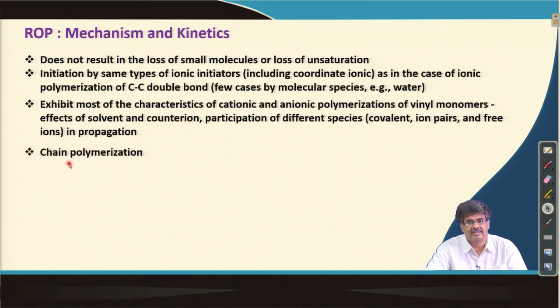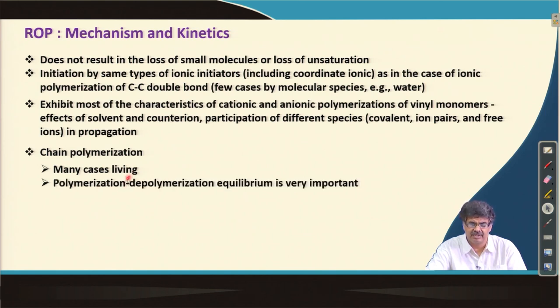And as you can understand, once the ring opens, the next monomer comes and attacks the active center, and the polymerization goes on by addition of one monomer at a time. So it is a chain polymerization, not step polymerization. And in many cases, because we're talking about ionic initiation, these are living polymers, and as I said, the polymerization-depolymerization equilibrium is very important in ring opening polymerization.